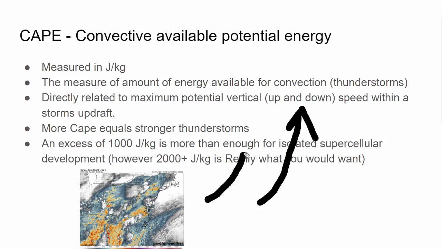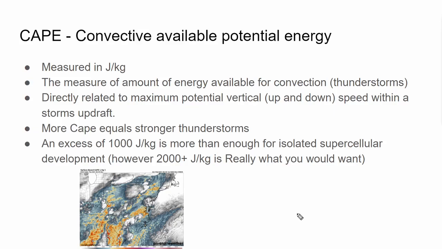So obviously our updraft does look something like this. So it is going vertical. More CAPE equals stronger thunderstorms, as that should be known. Any ingredient that I'm going to say in this video, the more you have of it, the better your environment is going to support tornadoes, obviously. An excess of 1,000 joules per kilogram is more than enough for isolated supercellular development, depending on your other parameters.